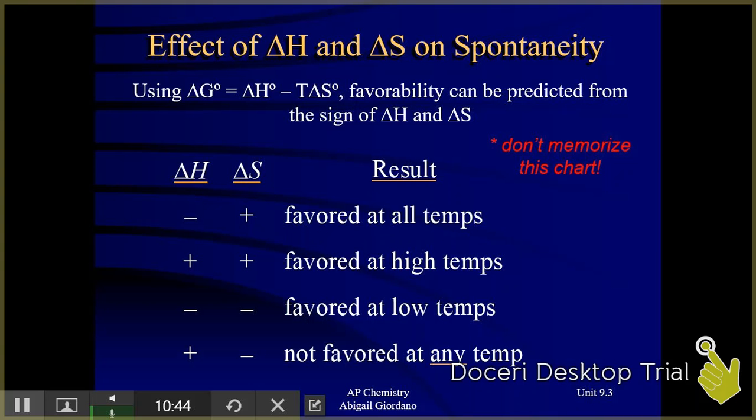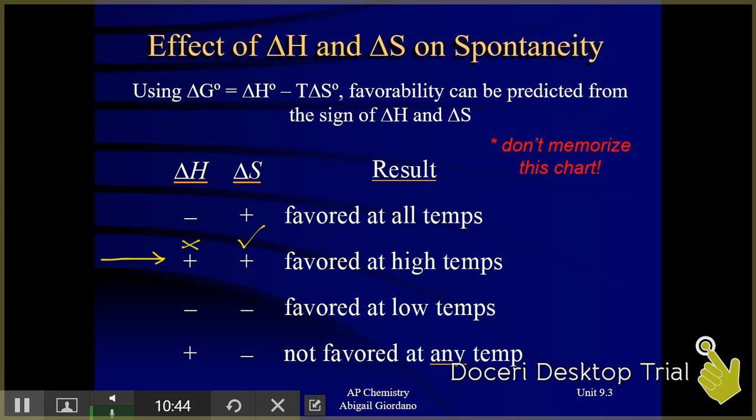Okay, now let's come here. Positive delta H, endothermic, not likely to be favored. Positive delta S, becoming more disordered, well, that is likely to be favored. So guess what? We have conflicting information here.